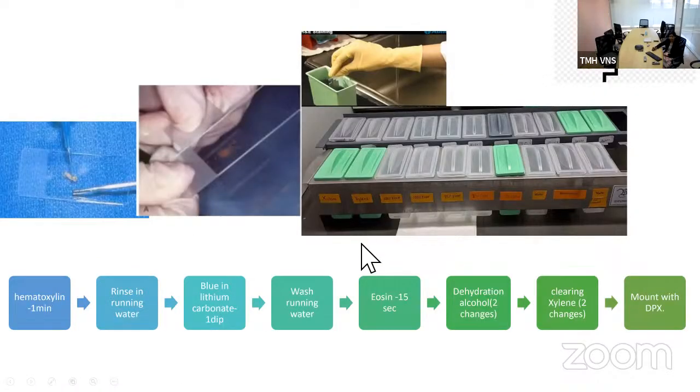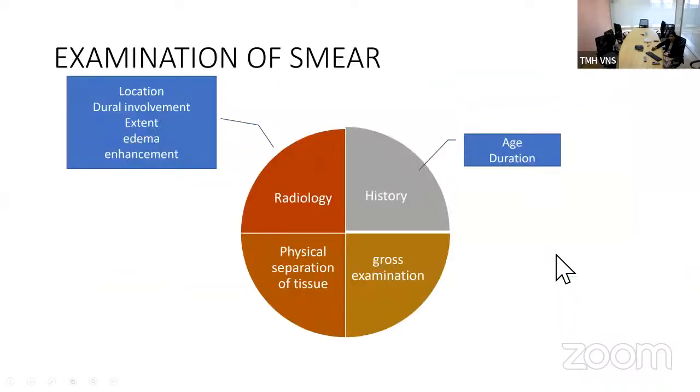So this is the staining technique which is used, which is a rapid staining method. After immediately fixing in alcohol, we dip in hematoxylin for 1 minute, and then we do the bluing by running water and bluing in lithium carbonate, 1 dip. Wash again in running tap water, eosin for 15 seconds, dehydrate in alcohol for 2 changes, and then clear in xylene, 2 changes, and then mount with DPX.